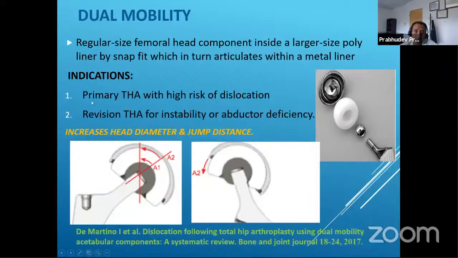So this is indicated in primary arthroplasties where there is a higher risk of dislocation, like elderly patients, patients with neuromuscular conditions, any other connective tissue disorders, and when we're doing a total hip in femur neck fractures, and also in revision total hip arthroplasties, especially when you're doing a revision for instability and patients with abductor deficiency. Dual mobility liners have been found to improve the stability of the hip joint by increasing the head diameter and by improving the jump distance.